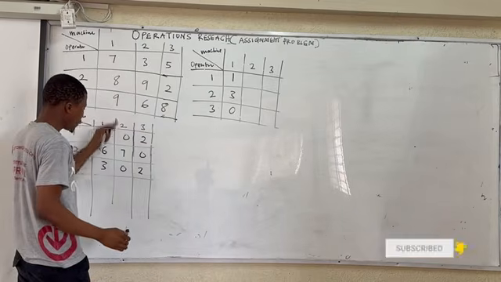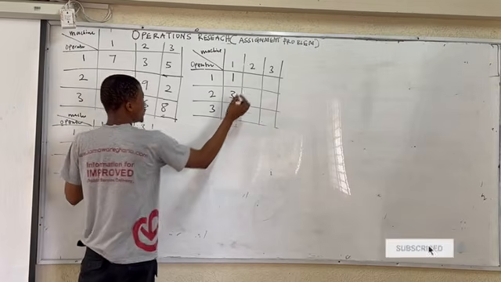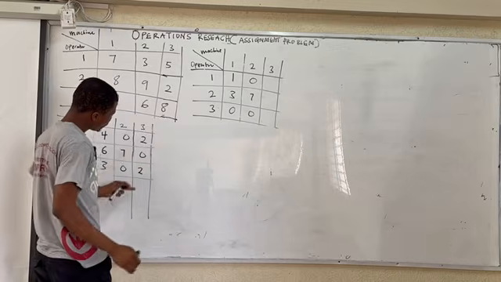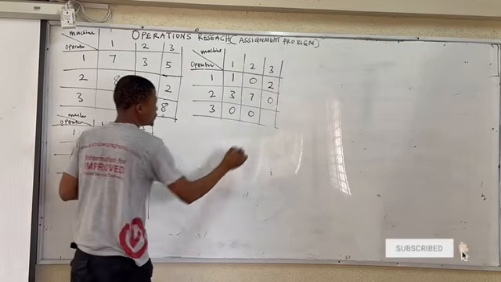Here the minimum value is 0. So subtracting 0 from all will give us the same values. So we have 0, 7, and finally 0. Here the minimum value is 0, so it will repeat itself: 2, 0, and then finally 2.